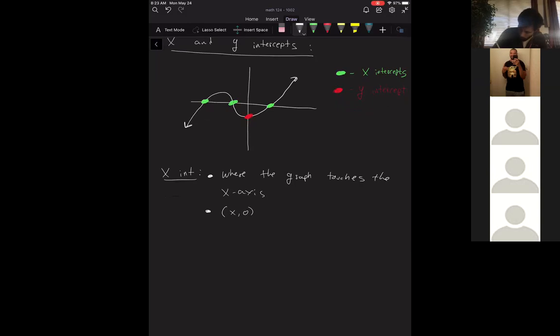So the y-intercept, that's where the graph touches the y-axis. That's just in words, that's how we explain it. And then as a point, well, if we touch the y-axis, notice how the x value is going to be 0, and we're just going to have some y value. Again, the y value could be 0, but it's just the x value always has to be 0. So this is sort of the idea of an x and a y intercept.